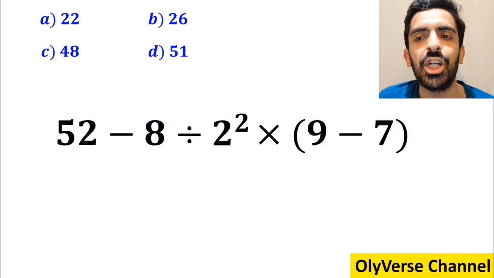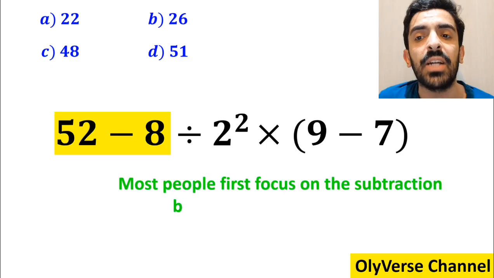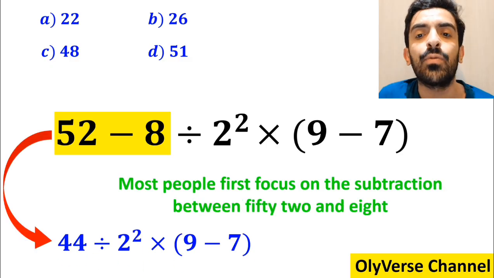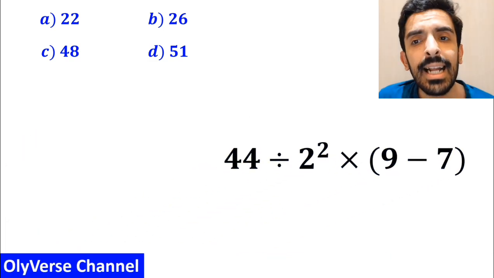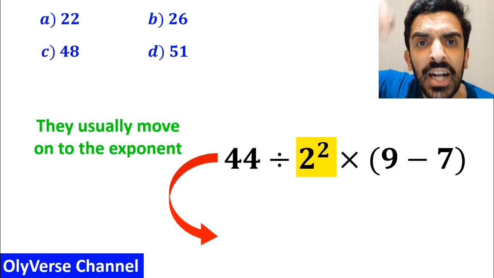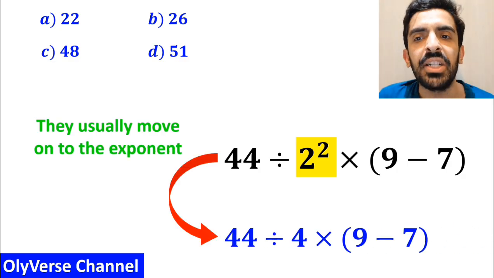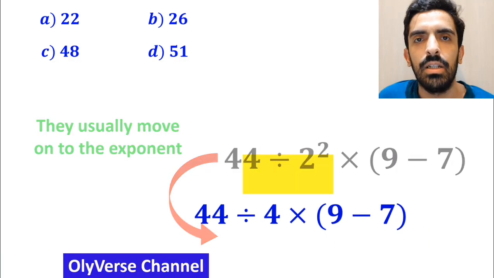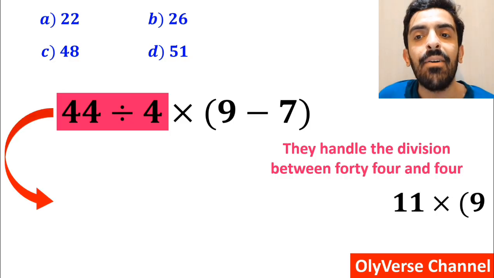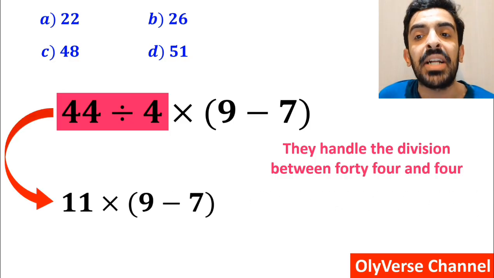To solve this question, most people first focus on the subtraction between 52 and 8, and they write the whole expression as 44 divided by 2 squared multiplied by 9 minus 7 inside the parentheses. And the next step, they usually move on to the exponent and write this expression in the simplified form below. 44 divided by 4 multiplied by 9 minus 7 inside the parentheses. Then, they handle the division between 44 and 4 and replace this expression with 11 multiplied by 9 minus 7 inside the parentheses.